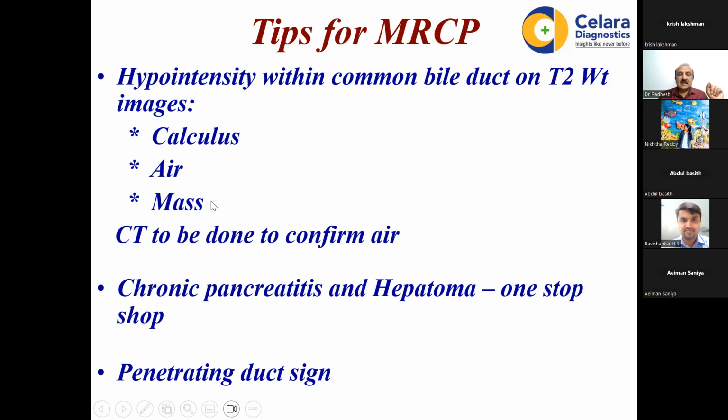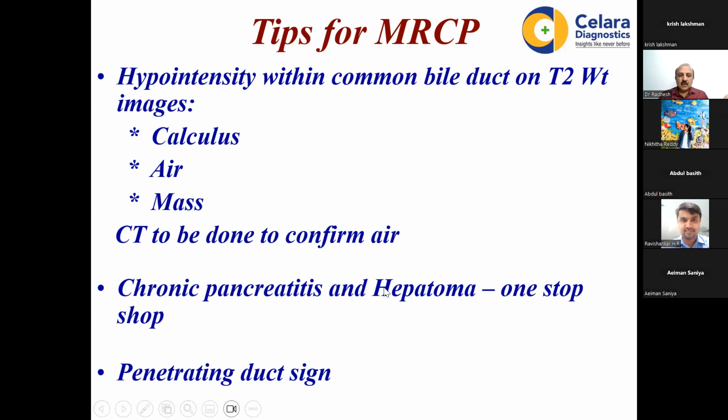If it is a mass, remember on the T2 weighted sequences, it is not as dark as a calculus. But if it is air, it can be as dark as a calculus. So you do a CT to rule out air. You cannot miss air on CT.